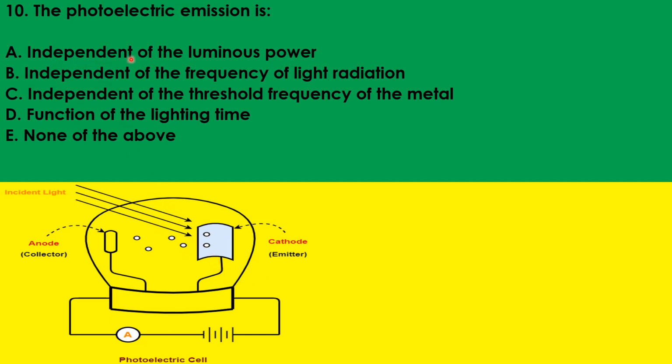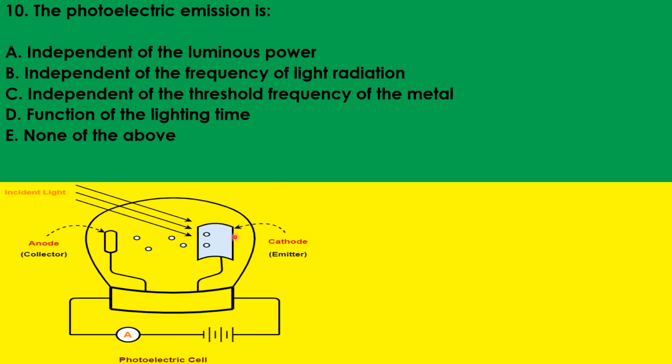So A says it is independent of the luminous power. Of course, it depends on it, right? Whether or not photoelectricity occurs is a function of the power of the incident radiations. So of course we need that. When you say independent, it means that it does not require the power, so any particular luminous power would release photoelectrons. That's not the case, right? So A is off. B says independent of the frequency of the light radiation.